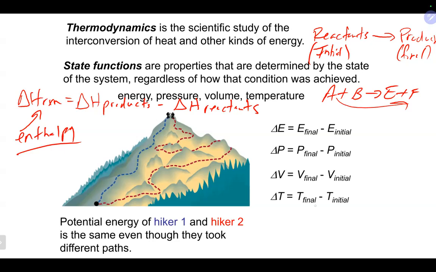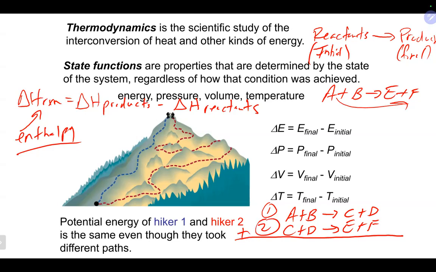So for example, this maybe happens as A plus B makes C plus D, then C plus D react to make E plus F. These are two separate reactions that, if we add them together, we could cancel out whatever's on opposite sides of the arrow. C's on the left, C's on the right, so they cancel. D's on the left, D's on the right, they cancel. That leaves me A plus B on the left-hand side of the arrow, to E plus F.